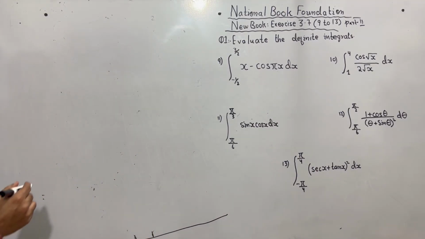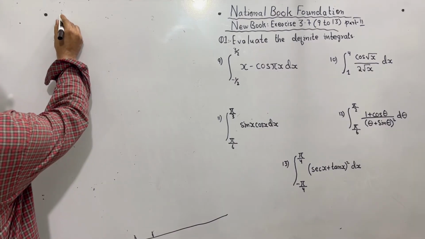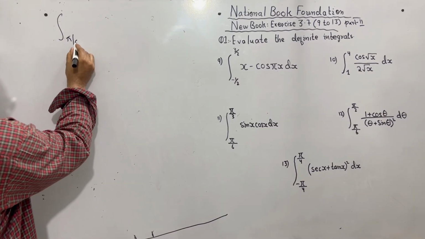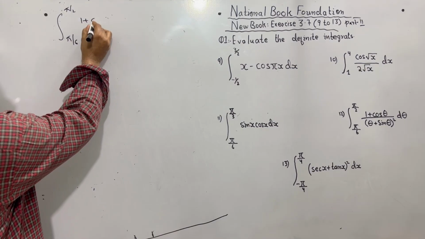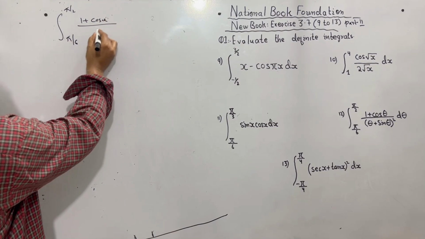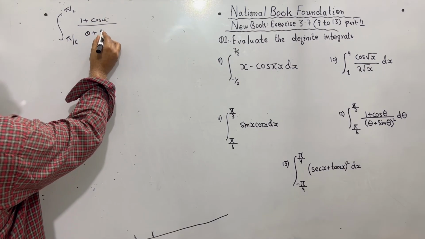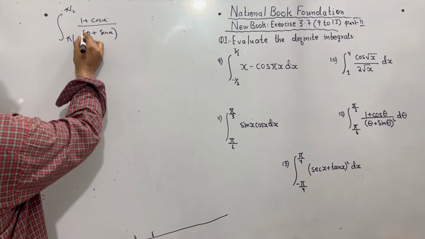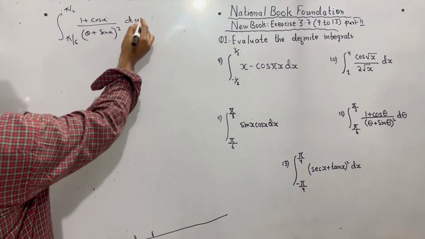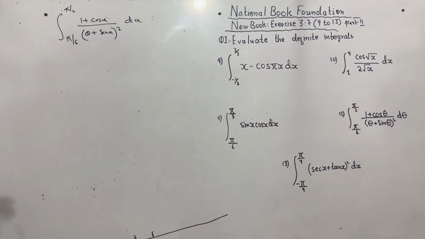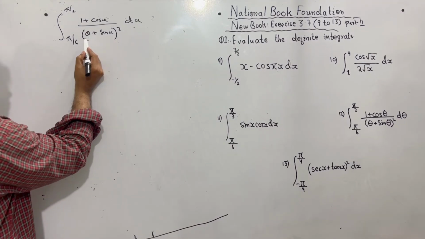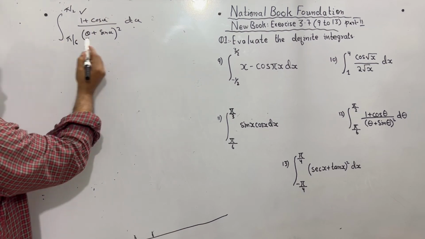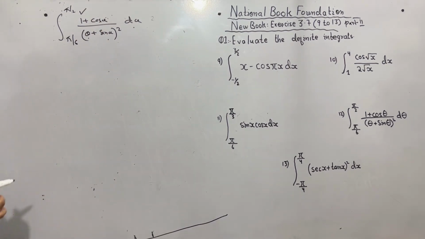What is next? Limits are pi over 6 to pi over 2. I have (1 plus cos theta) divided by (theta plus sin theta) whole square d theta. Look at this. Differentiation of theta with respect to theta is 1. Differentiation of sine is cos. That's the function derivative situation.